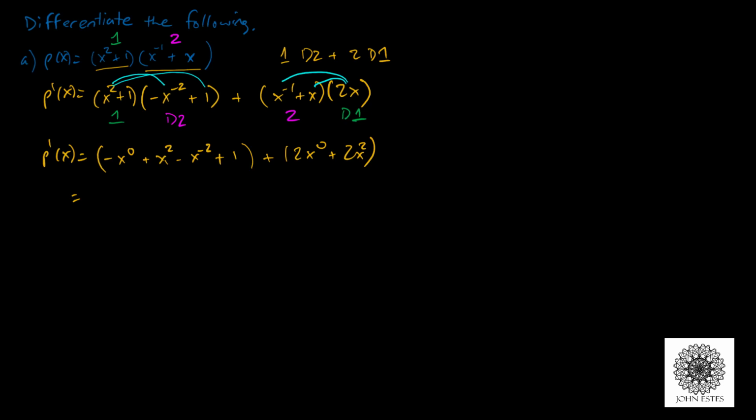So now when I simplify, I have 3x squared. I have a negative x to the negative 2. And then my constants: that's negative 1, that's a positive 1, so those zero out. And then that's 2 times 1, so that's another 2. So I have plus 2. And here is my derivative, and this is the simplified version.